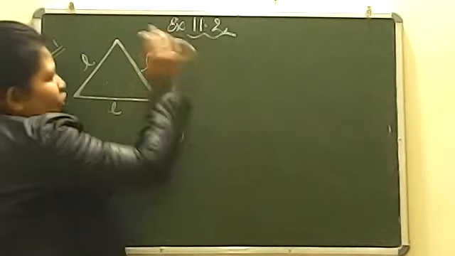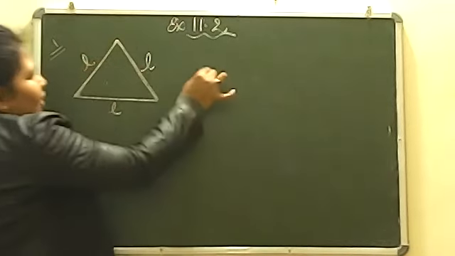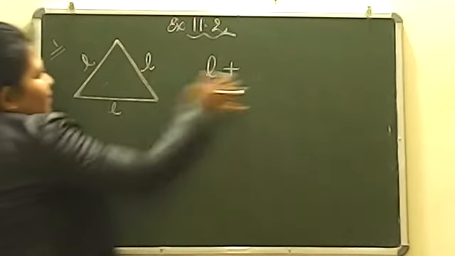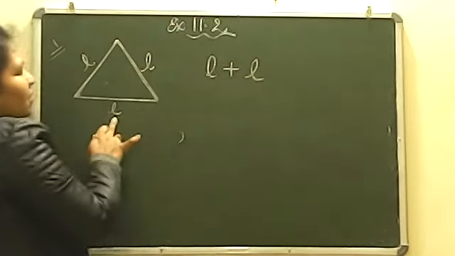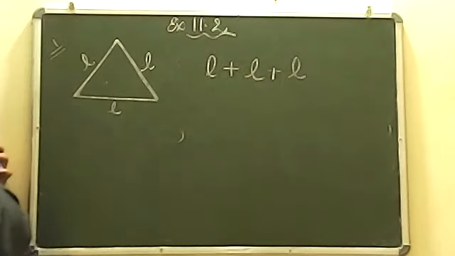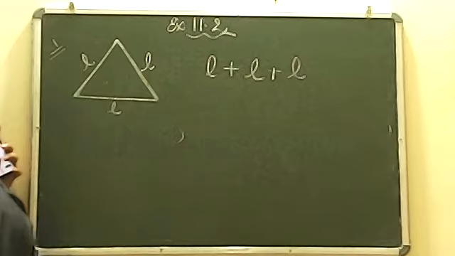Now length of boundary. Boundary means, look at here. This is one side. It is L, plus another side, again L, third side, again L. So L plus L plus L. And you can see, one mango, second mango and third mango. So mango plus mango.